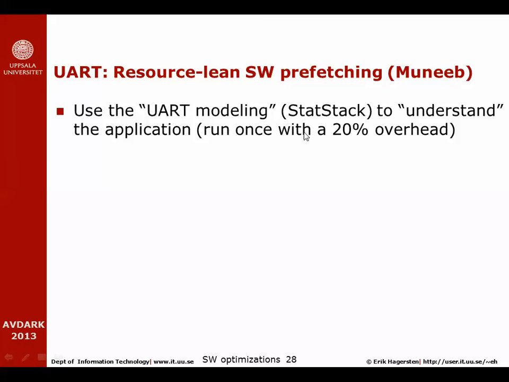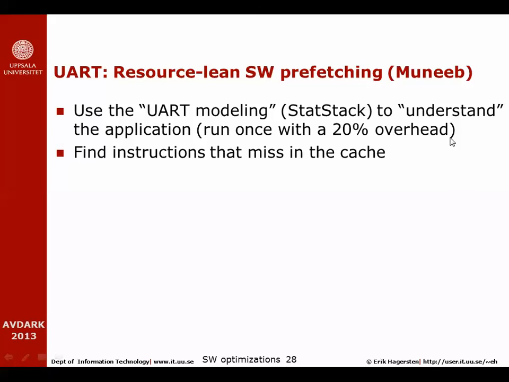And we use this technology once more to understand the application, understand which instructions access data with good locality and which access data with bad locality. This tool runs at an overhead of only 20% over native execution when we collect that kind of information. Then we identify the instructions that miss in the cache. That seems like a good idea if we're going to insert software prefetches.